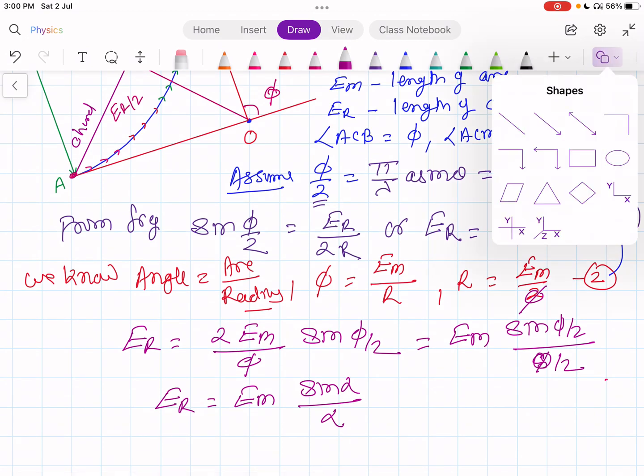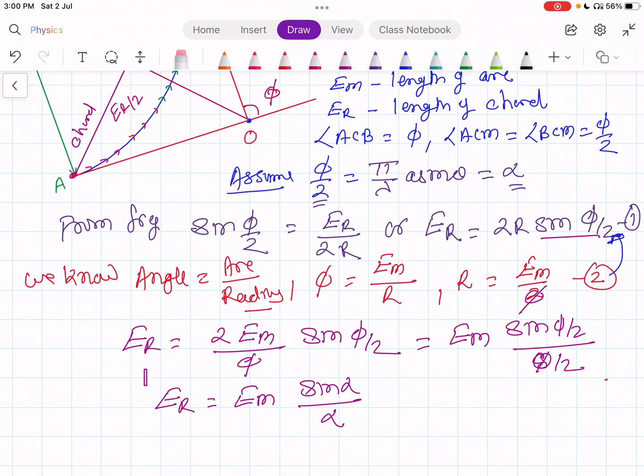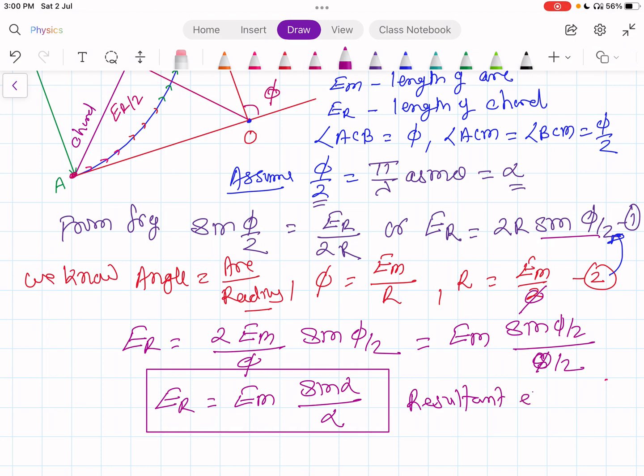And this equation gives us the resultant electric field at any point on the screen. So using this equation, we can find out what would be the resultant electric field on the screen at any particular point.